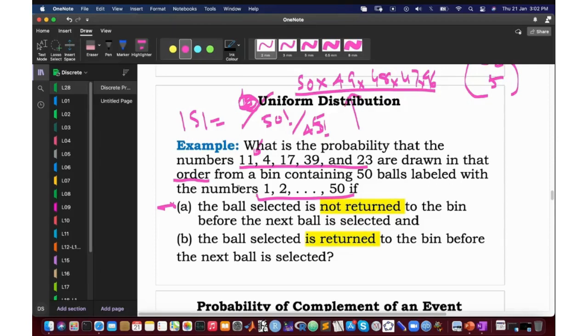All right. So that's the size of the sample space, and there is one given sequence. So the size of A is just 1. So the probability of this event is going to be 1 over this, which is just 45 factorial divided by 50 factorial. I forgot how to write factorial.